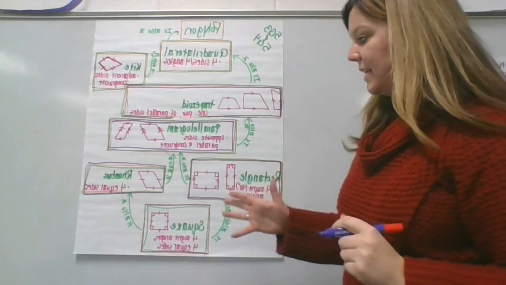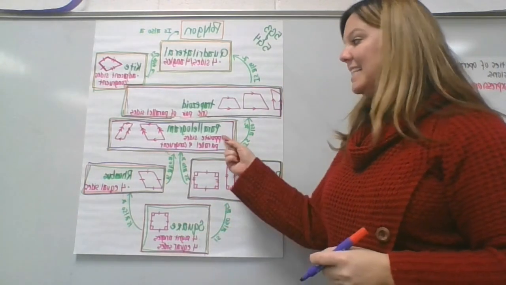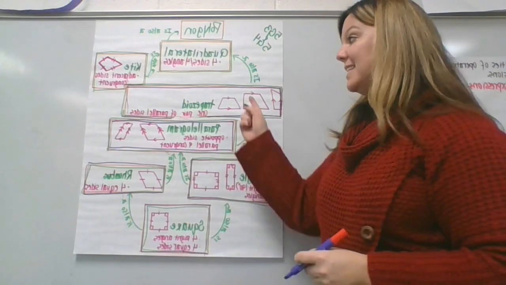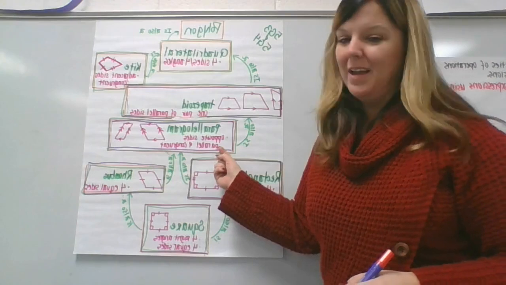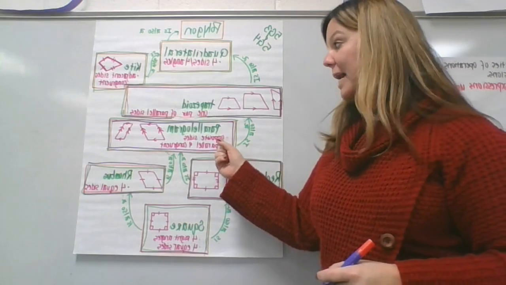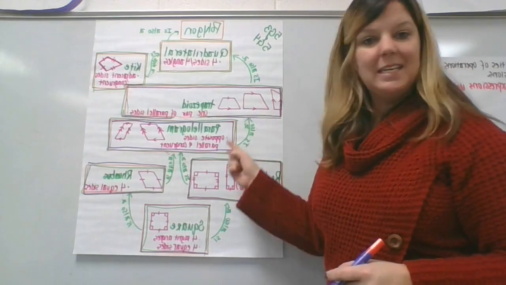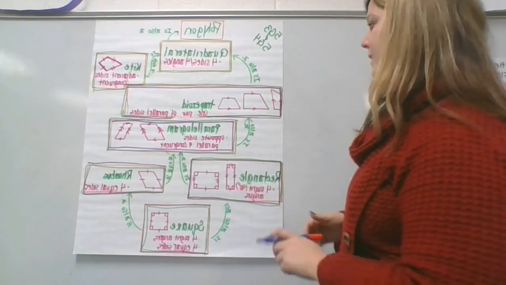Okay, so using the hierarchy, we should be able to say, is a parallelogram a trapezoid? Yes, it is. Is a trapezoid a parallelogram? Not necessarily. So a parallelogram is always a trapezoid. A trapezoid is not always a parallelogram.